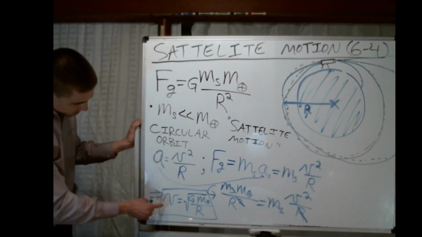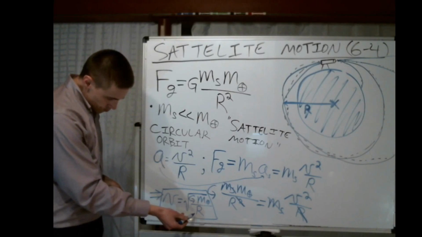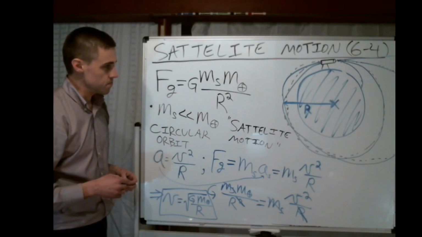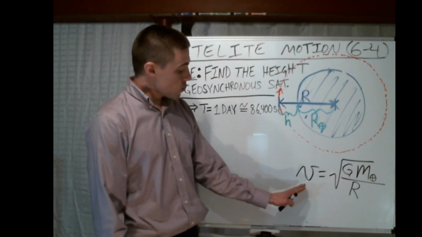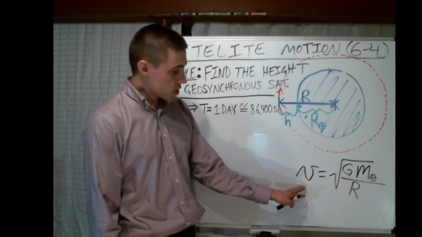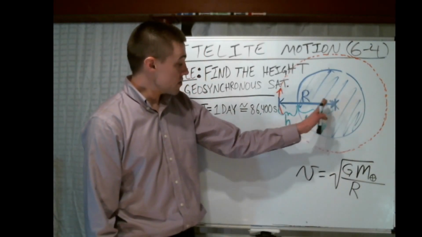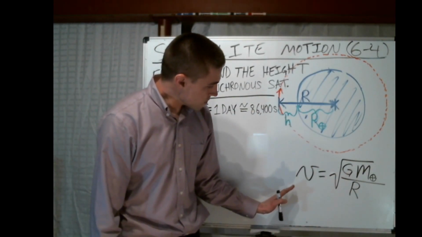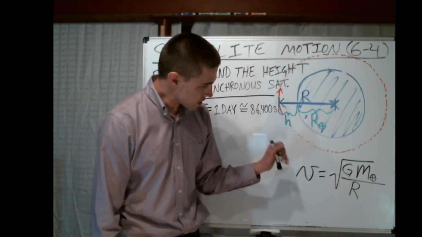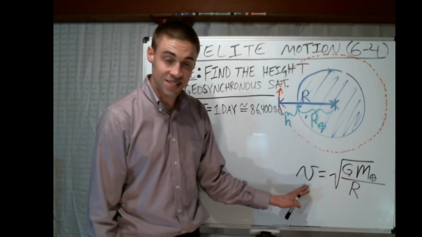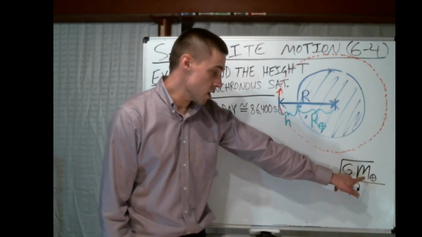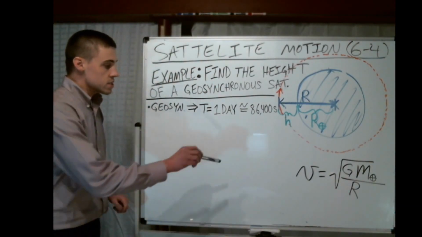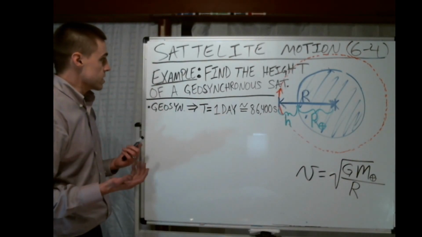So here is the speed of a satellite, a distance r above the center of mass of the Earth. We just found the equation for the speed of a satellite going around the Earth, a radius r from the center of mass of the Earth. Notice that the speed at which this satellite is going around does not depend on the mass of the satellite itself. It only depends on the mass of the Earth, the central body that it's going around. So let's use this equation now in an example problem.